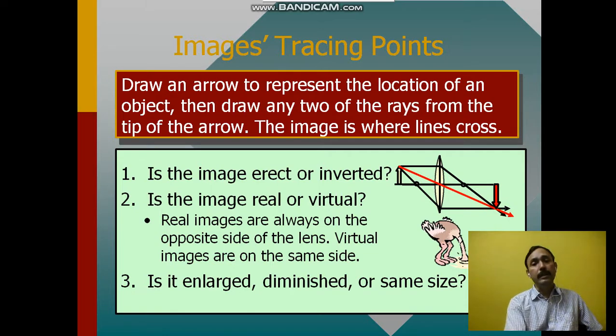Is the image real or virtual? Real images are always on the opposite side of the lens. This is the real image. Virtual images are on the same side. If the object is here and the image is produced on this side, then virtual images are formed.